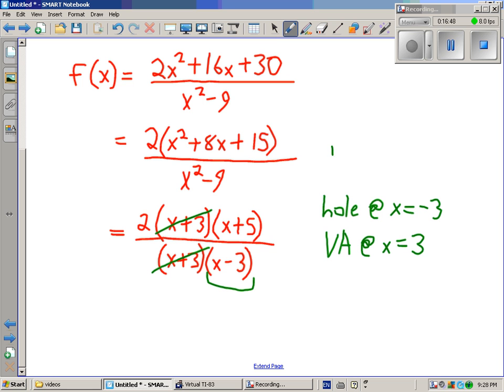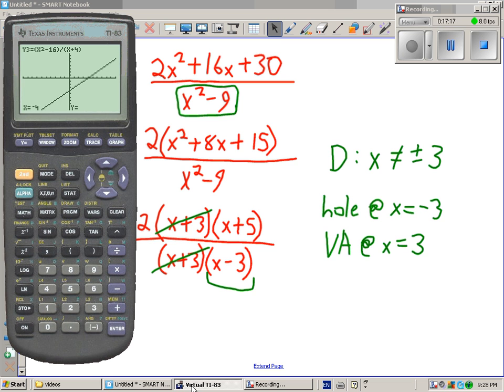The domain has to exclude both of those numbers because both positive or negative 3 would make my original denominator equal to 0. So I can't have that. So x cannot be positive or negative 3. All right, so if we graph this, what we're going to expect is to see only one vertical asymptote.